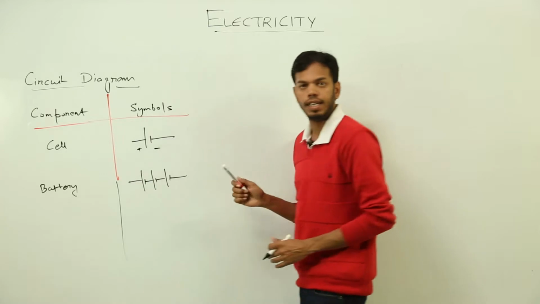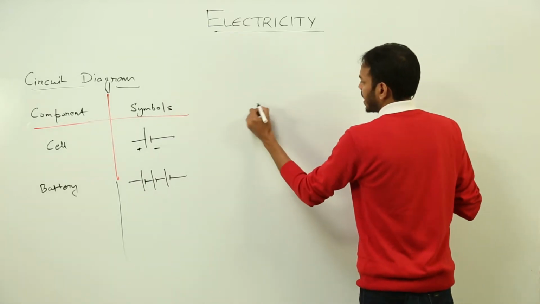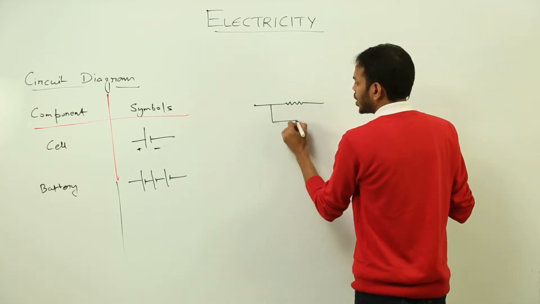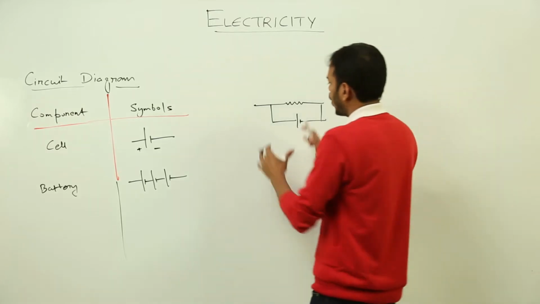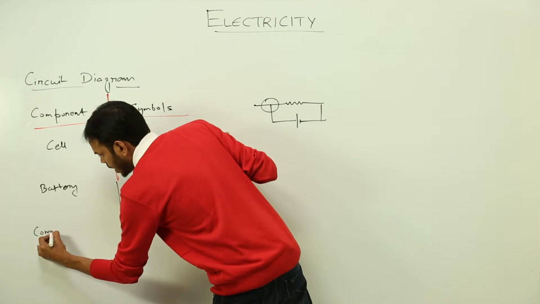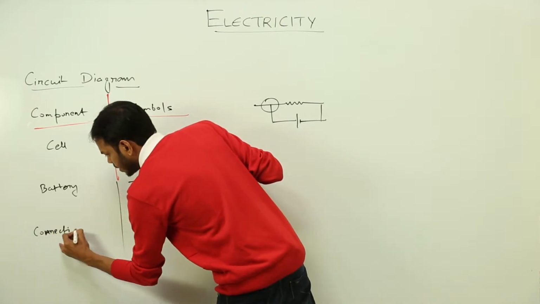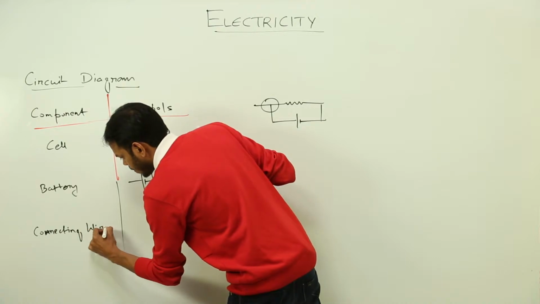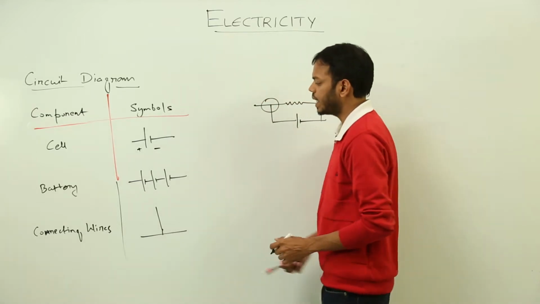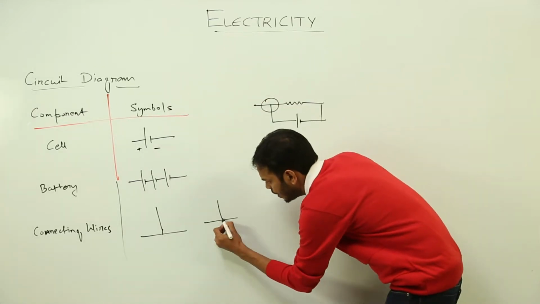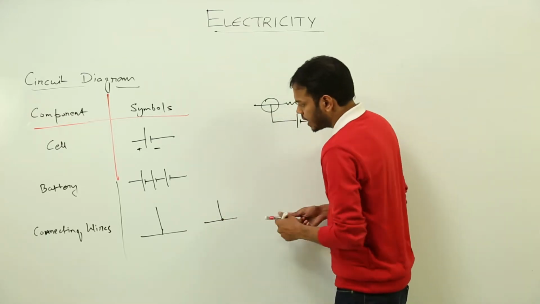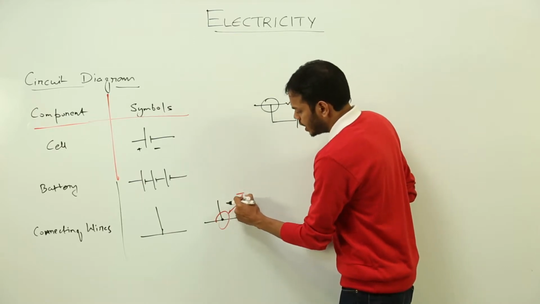Then when we connect wires in a circuit, for example, my circuit has something like this, and we have another connection like this. This type of connection is the connection of wires, so this is called connecting wires. Connecting wires are shown like this. In some books the same thing is shown like this as well, with a dot over here. That means these two wires are connected and this part is called a junction.